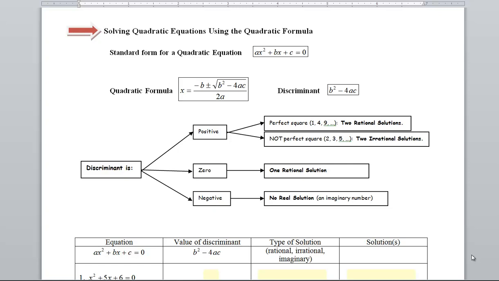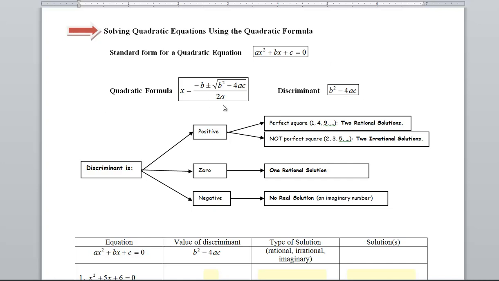Now we're going to solve quadratic equations using the quadratic formula. This is the third way that I've got algebraically to solve quadratic equations. So first thing we have to do, make sure your quadratic equation is in standard form, descending order. I usually have my students indicate the value of A, the value of B, and the value of C. And then, here's your formula.